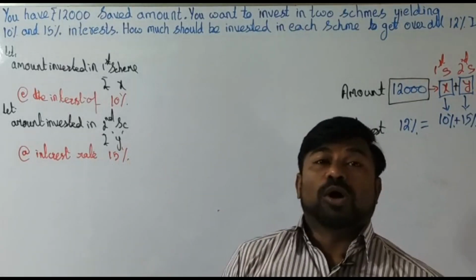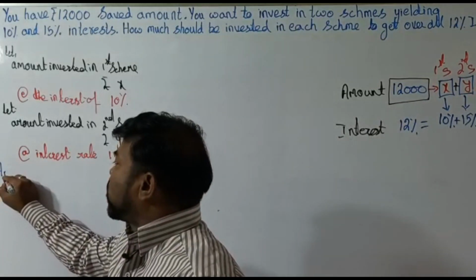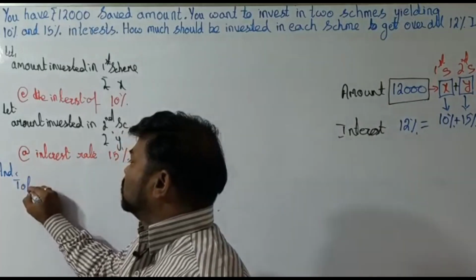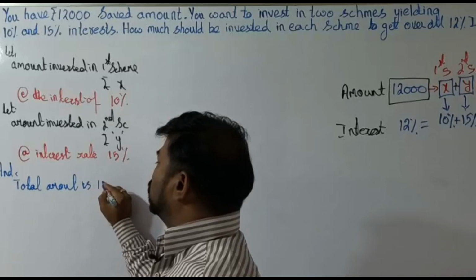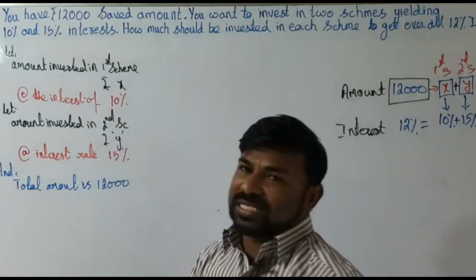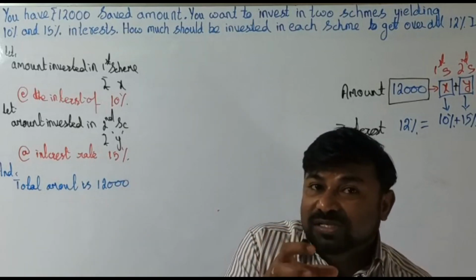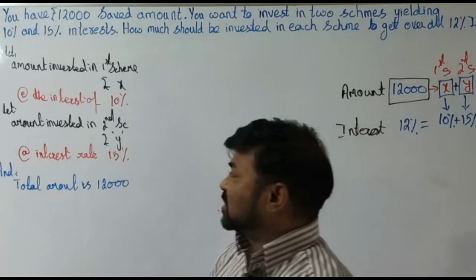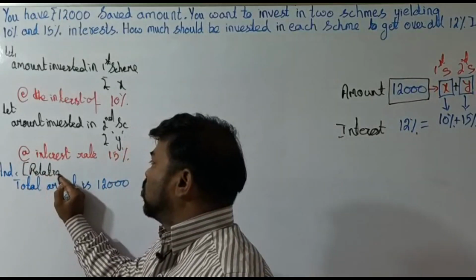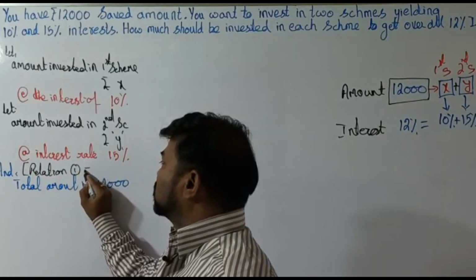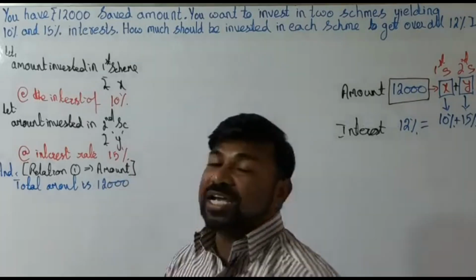And you have to remember what the total amount is. The total amount is 12,000. This is what he has given. So shall I call this relation 1, dealing in terms of amount? Yes, this is relation 1 in terms of amount.